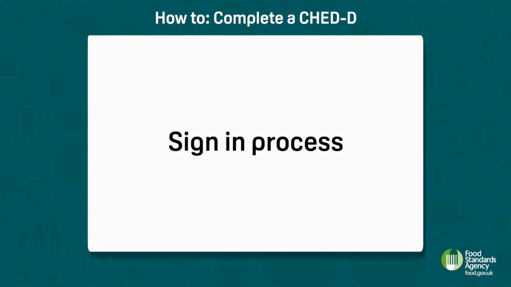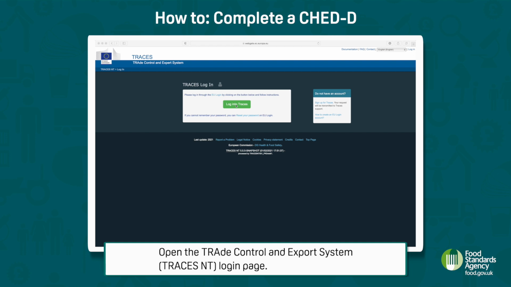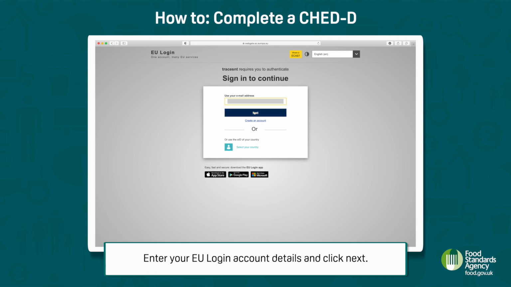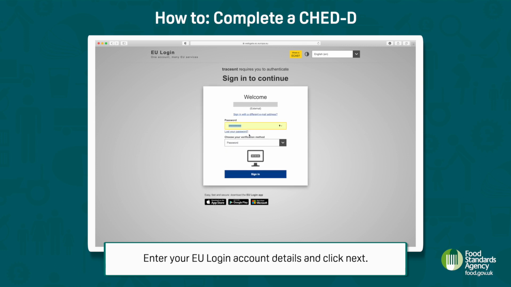Sign-in process. Open the Trade Control and Export System Traces NT login page. Next, click on the green button and log into Traces. This will take you to the EU login screen. Enter your EU login account details and click Next.